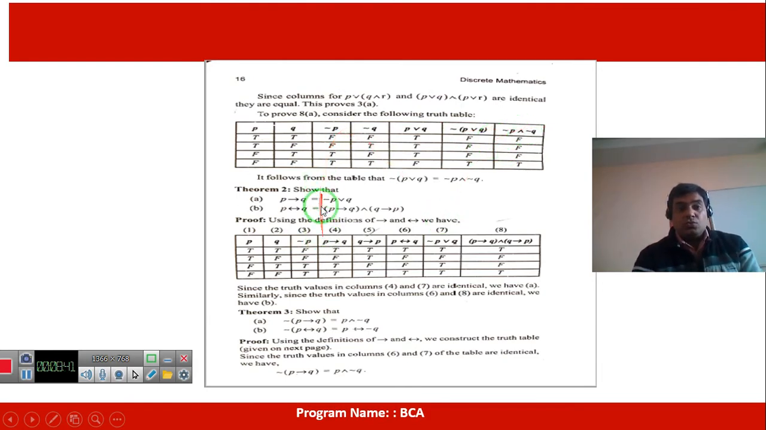Now these two results are very important results. You should memorize these formulas. P conditional q equals negation of p disjunction q. And p biconditional q equals p conditional q conjunction q conditional p.